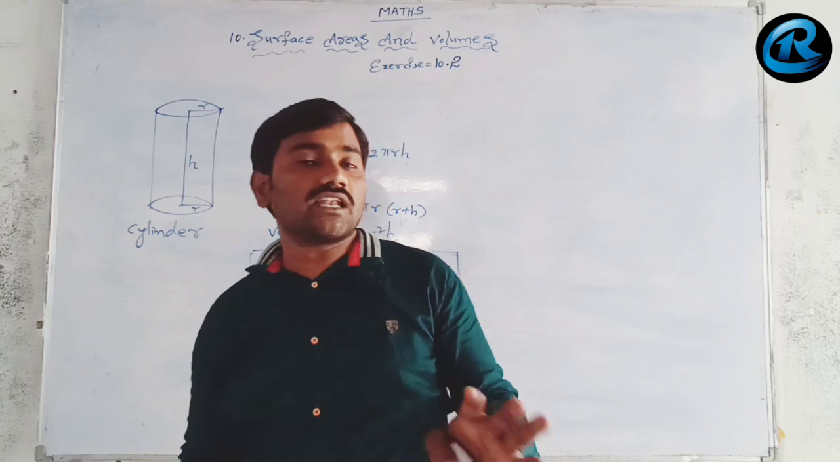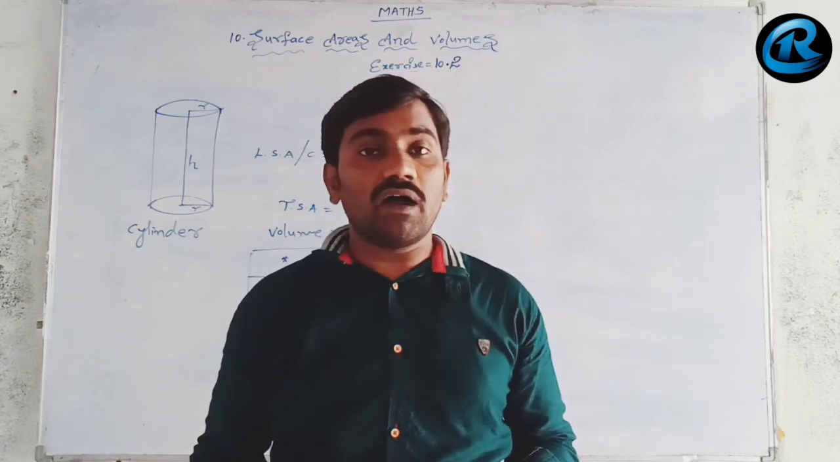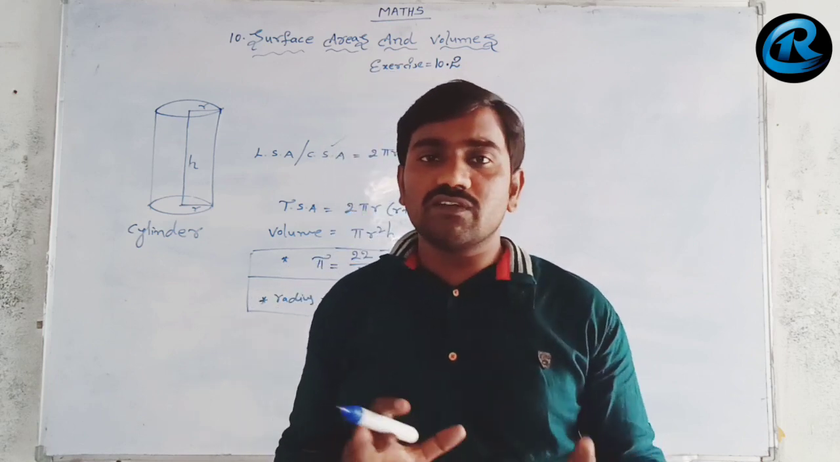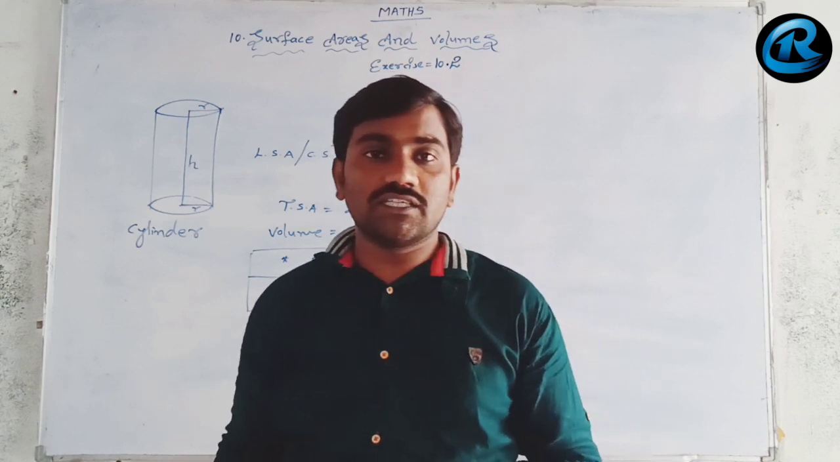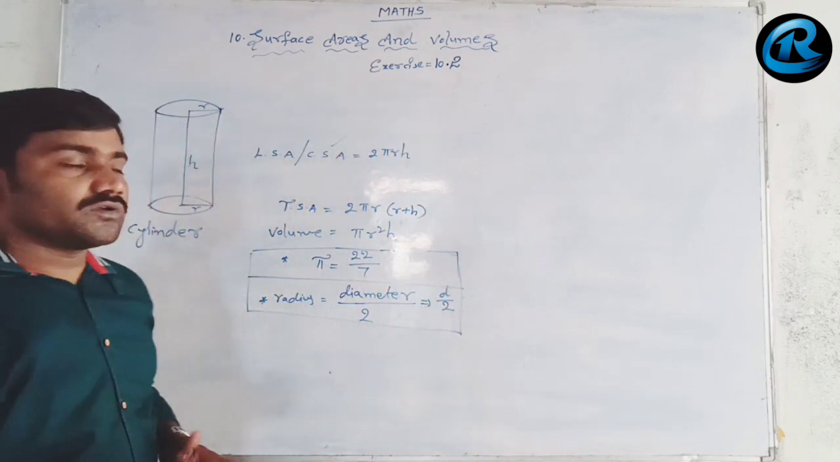As we can see in real life situations, a chalk piece is in the shape of a cylinder. The well, a roller, are cylinder shaped. So there are many things in our surroundings where we can see cylinders, pipes, electric pipes you can see, which are in the shape of a cylinder.